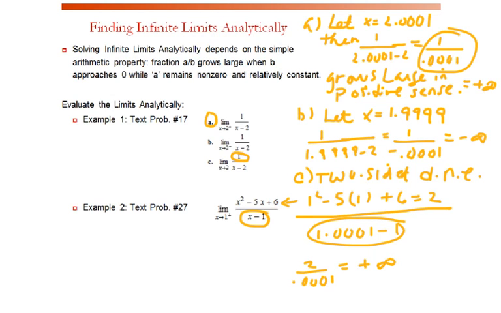So even though the numerator is not 1, but another polynomial, this limit, if we evaluate it analytically, is still going to grow very, very large and go to positive infinity. So that concludes the pre-exposure for infinite limits, and we'll do more in class.